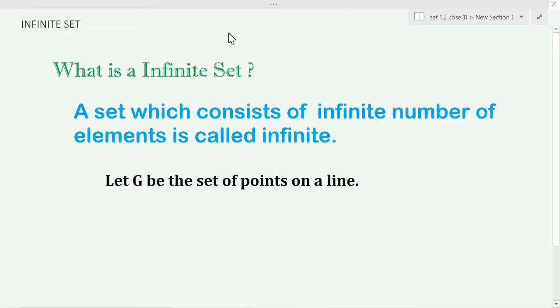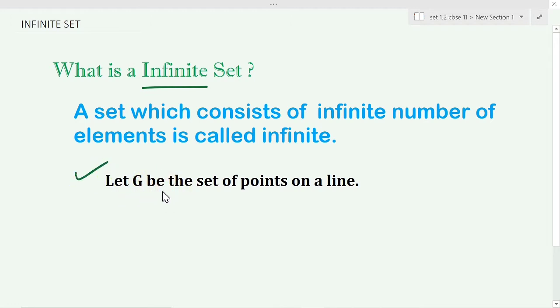Now infinite set. A set which contains infinite number of elements is called infinite set. That is, a set which is not finite, we can call it as infinite set. Okay. Now let us take an example.